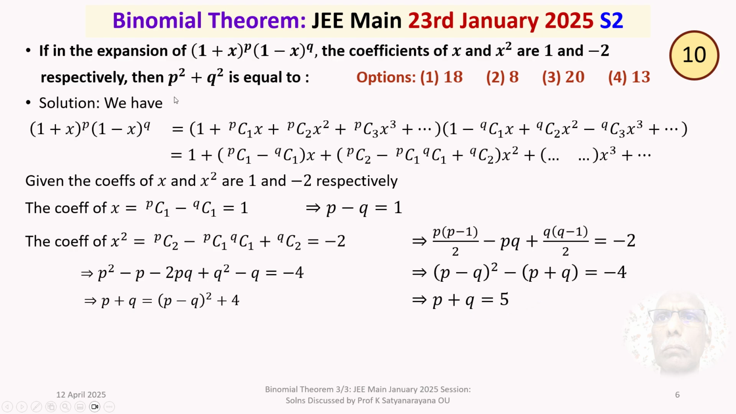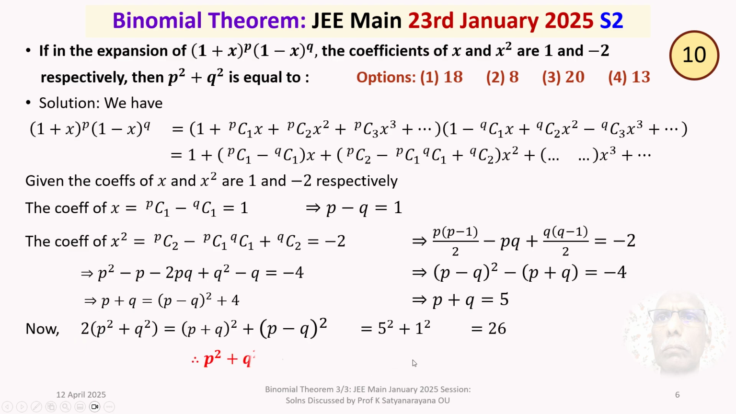What is it that we want? We want p² + q². How do we get it? We know p + q, we know p - q. So we have 2 times (p² + q²) is equal to (p + q)² + (p - q)². So p + q whole squared is 5 squared plus p - q whole squared is 1 squared. That is 25 plus 1, that is 26. This is 2 times (p² + q²). We want p² + q², so you will get 26 by 2, that is 13. So the answer to this, p² + q² is 13, it appears against option 4. Therefore, the answer to this question is option 4.